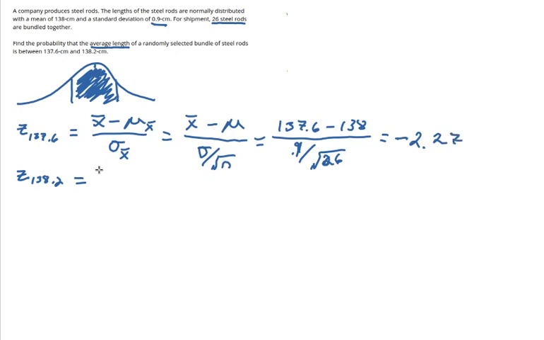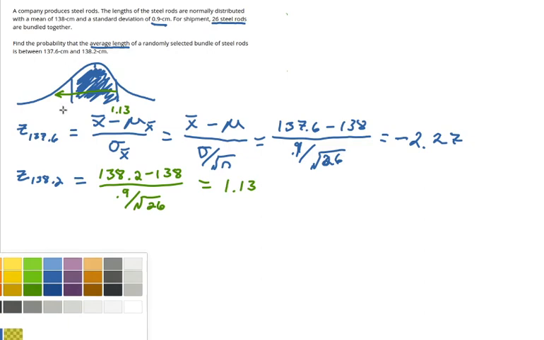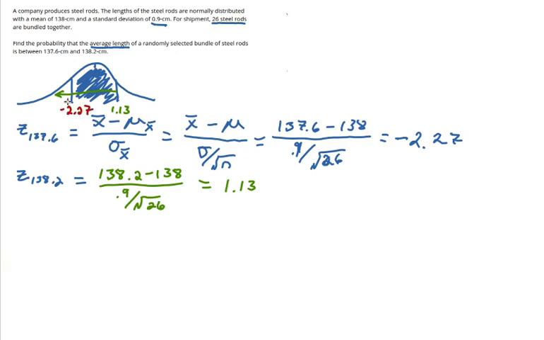All right, I'm following the same formula for 138.2. Same mean, same standard deviation. This comes out to be about 1.13. Now what I'm going to do is look up the probability to the left of 1.13 to get the area to the left of 1.13, and then look up the area to the left of negative 2.27, and subtract off the area to the left of negative 2.27.